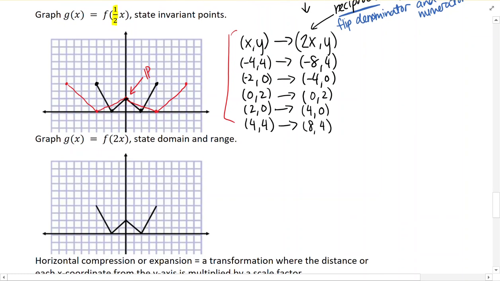All right, looking at our next example now. Same thing with the mapping. So it's going to be reciprocal. Same points here.